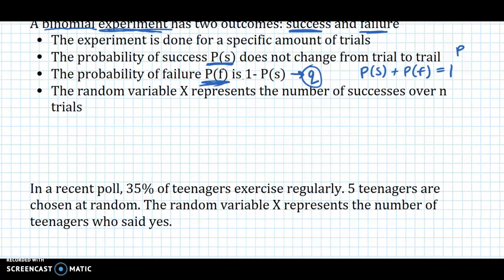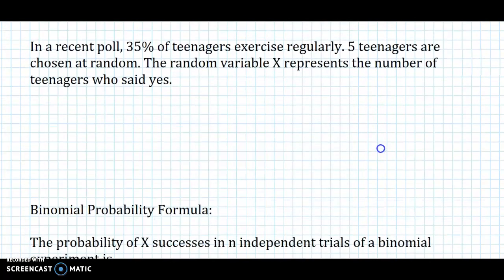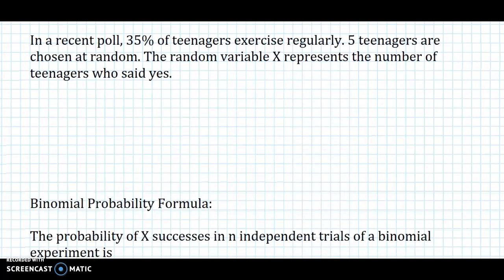The random variable X represents the number of successes over n trials. So if you were drawing cards out of a deck and putting the cards back, and you were trying to get a 2, maybe you get one 2, or three 2s, or four 2s, or whatever, that would be your success value. So here's an example of a binomial experiment.